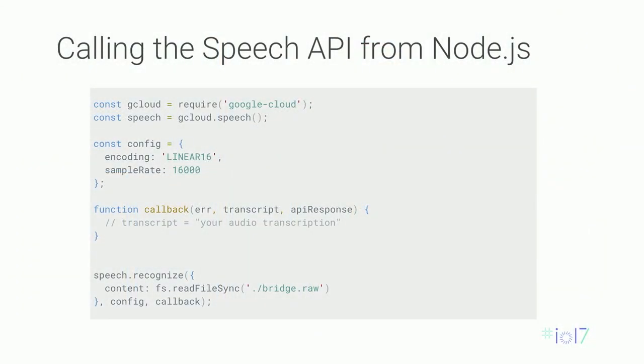Once you're done transcribing your text, you may want to do more analysis on your text. One more thing I want to talk about is how you can call the speech API from Node. Here I've required the Google Cloud module. I just need to tell it the encoding type, in this case linear 16, and the sample rate in hertz. Then I call speech.recognize, passing it my local file. Again, I can also pass it a file stored in Google Cloud Storage.